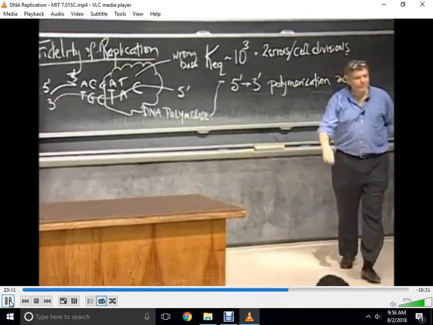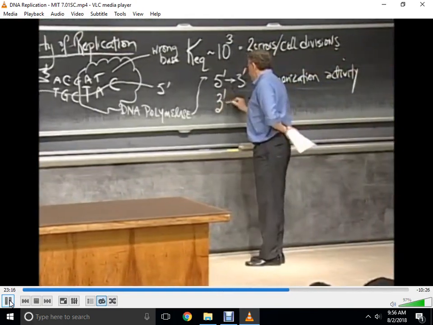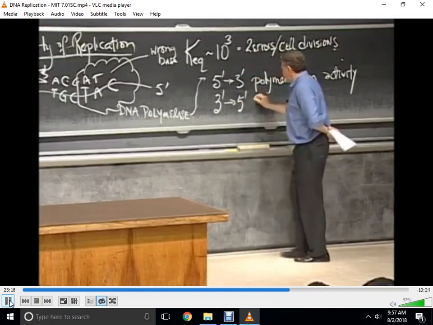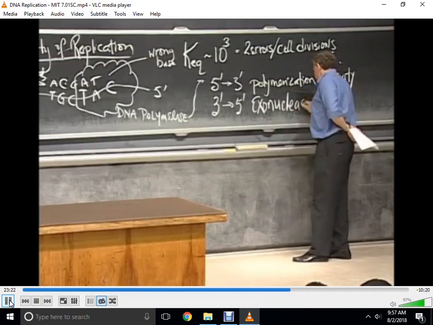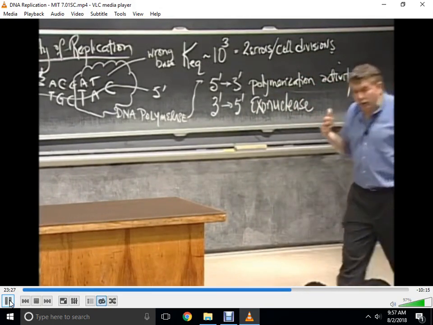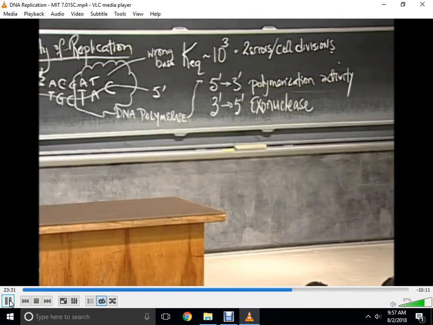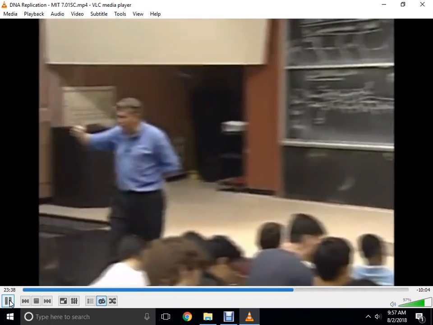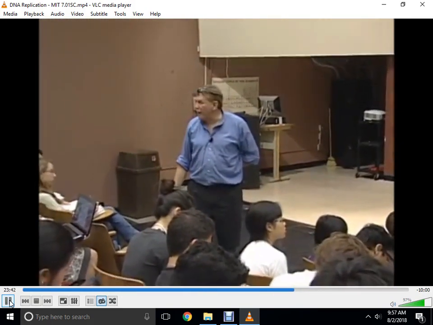It's a 3' to 5' exonuclease. What do you think an exonuclease is? Takes stuff out. So it adds bases in order, but it also goes backwards and takes bases out. Isn't that dumb? I thought we were trying to synthesize, but we're also unsynthesizing. With some probability, it goes backwards and takes out bases.